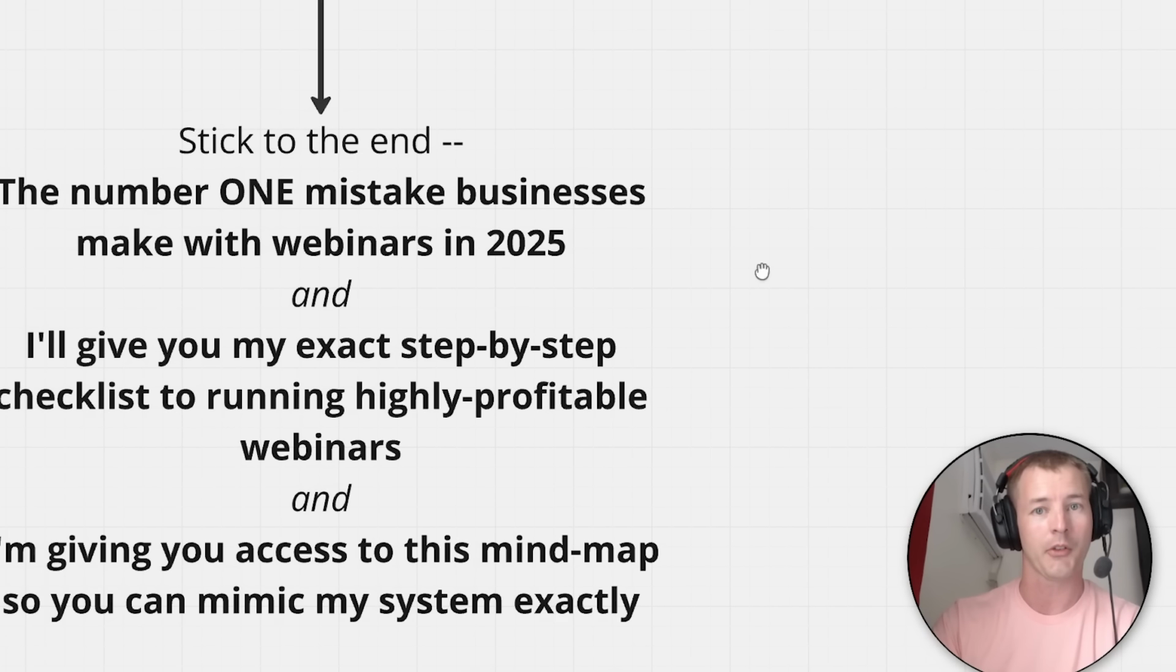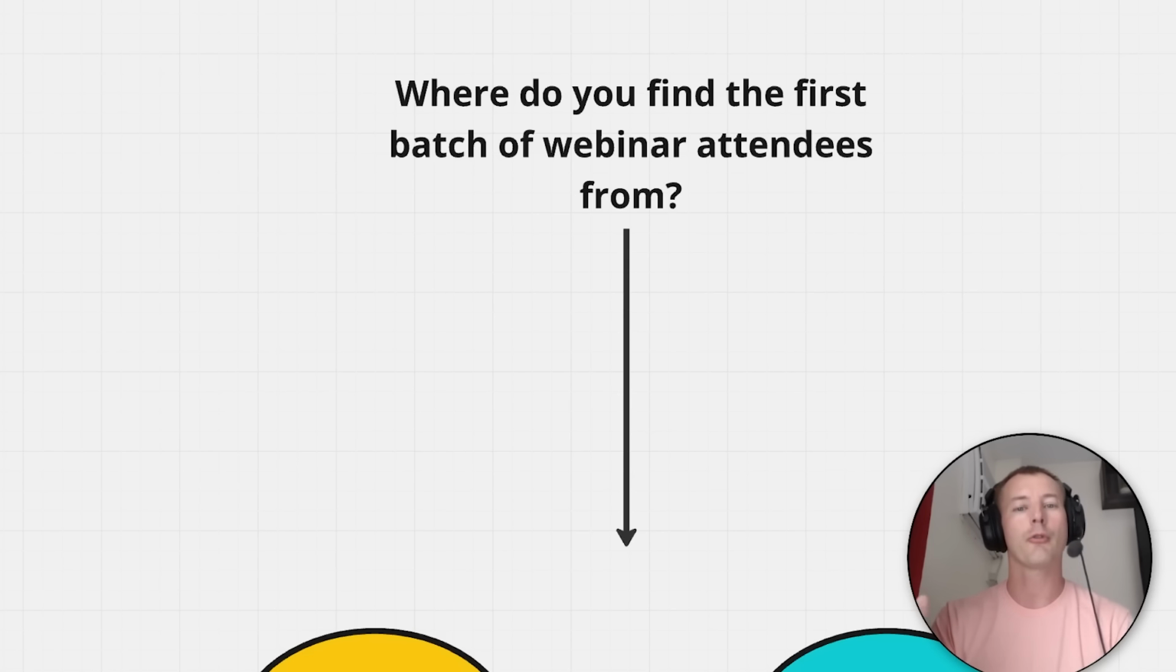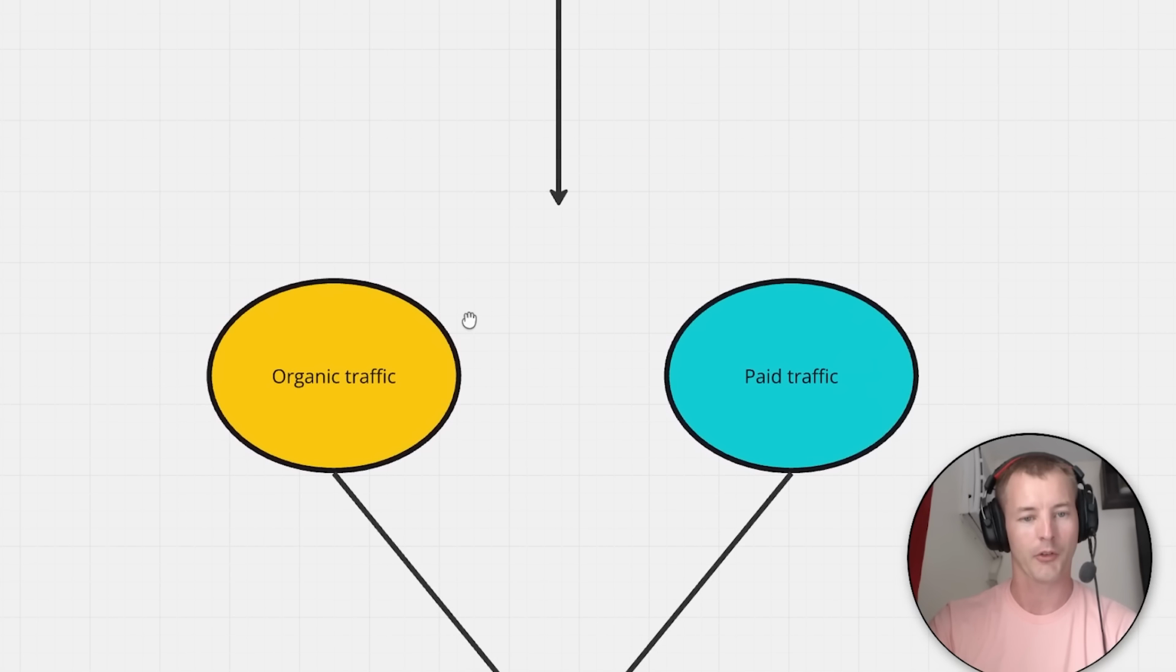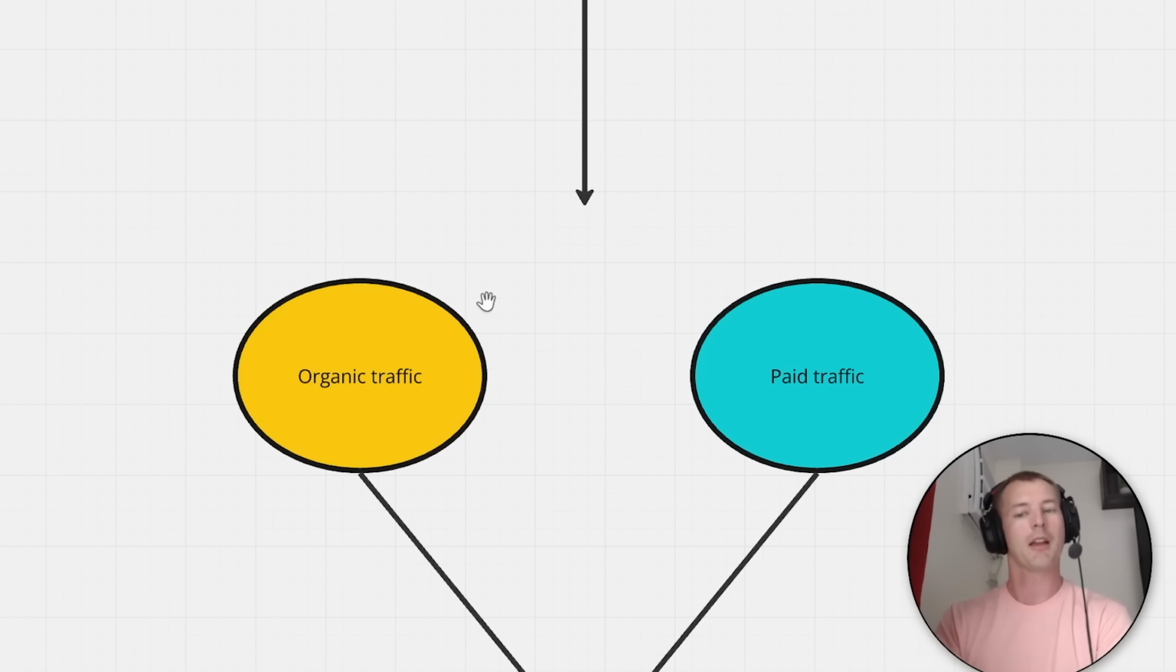Let's just assume that you've never run a webinar before, right? Let's just build the foundation here. We'll start with the basics. So where do you find the first batch of webinar attendees? You want to run a webinar, where are you going to get your audience from? Well, this is probably obvious, but there's two different sources. You have organic traffic and you have paid traffic.